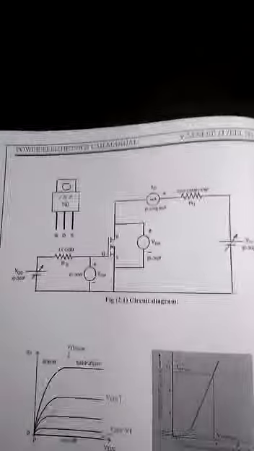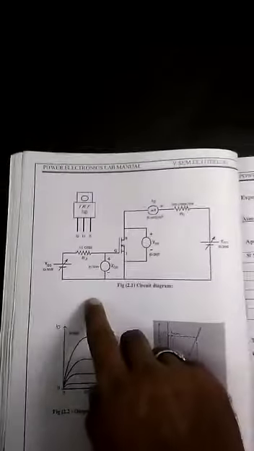This is the circuit diagram. Connections are made as shown in the circuit diagram. Once again, I will explain the connection of the MOSFET. This is the complete connection of the MOSFET.